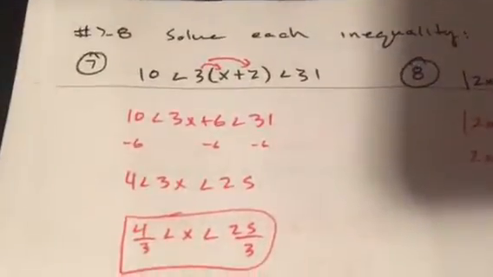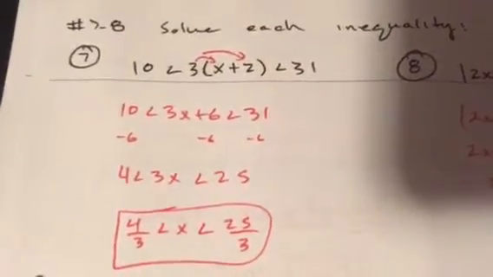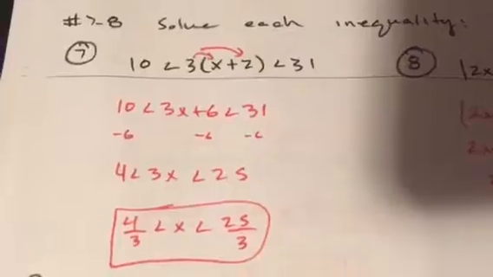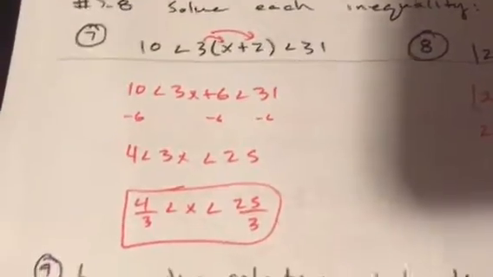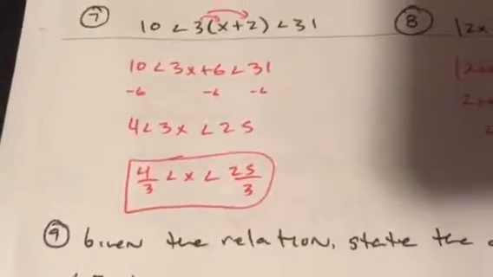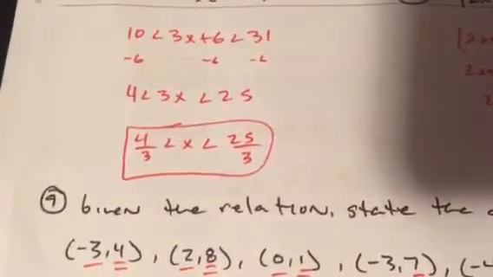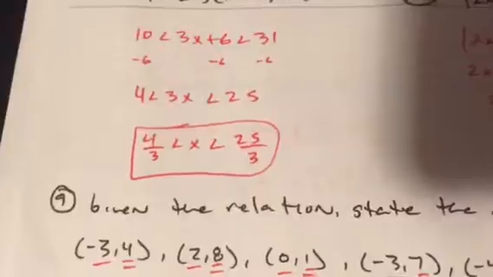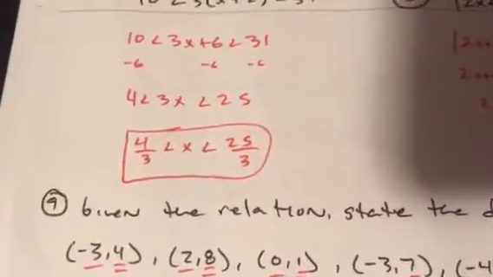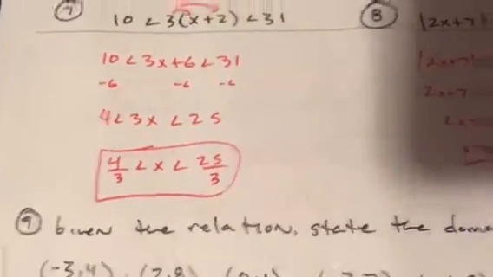Guys, distribute 3x times 2. You're going to have 10 is less than 3x plus 6, which is less than 31. Subtract 6 from both sides. 4 is less than 3x, which is less than 25, divided by 3. You can write your answers as fractions like that, or decimals. You can say 1.3 repeating is less than x, which is less than 8.3 repeating.